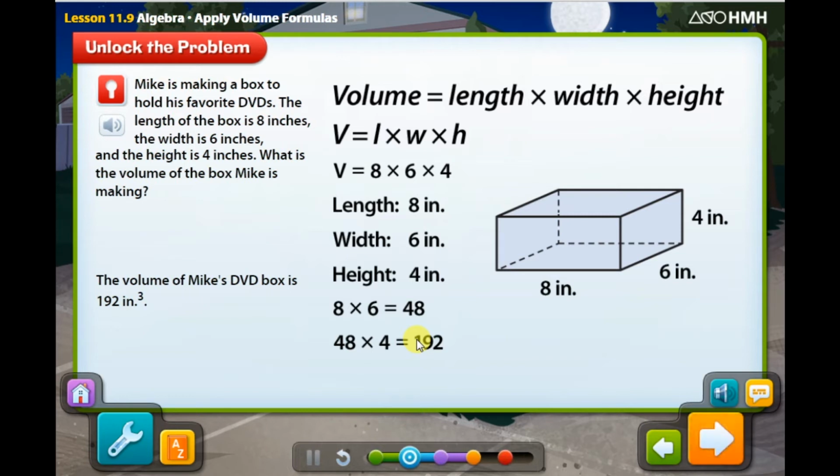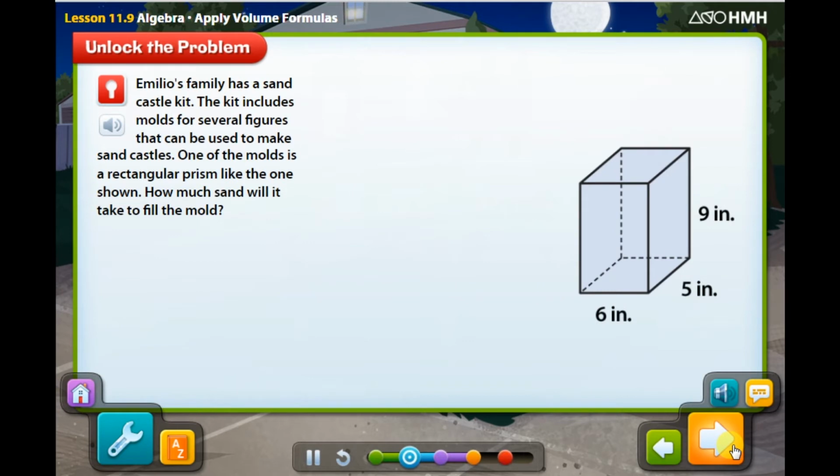Why is it cubic inches? If you multiply inch by inch by inch, it will give you inch with exponent 3, meaning it is multiplied by itself 3 times. So that's why we put 3 above the inches. It's called cubic inches. Let's move to another example. Here's another problem about finding the volume of a rectangular prism. Let's read it.